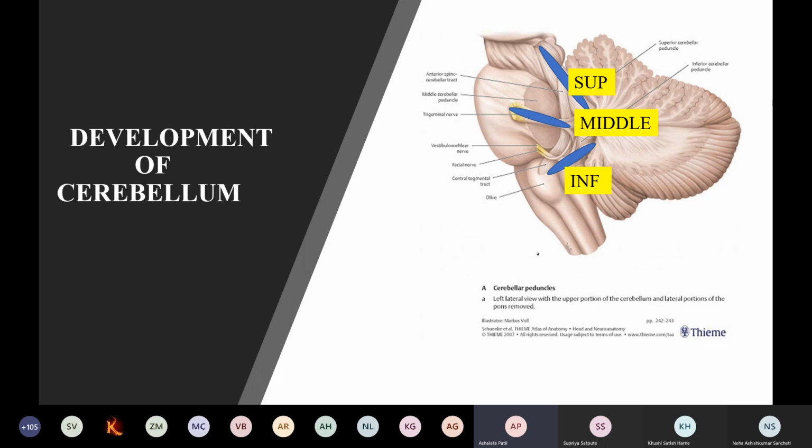The axons of the dentate nucleus form the superior cerebellar peduncle. Pontine nuclei form the middle cerebellar peduncle. And fibers coming from the medulla and spinal cord will form the inferior cerebellar peduncle.